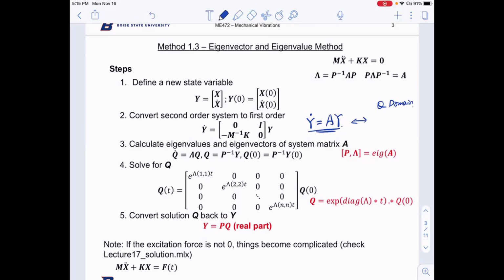So what's special about the q domain? In the q domain, all the equations are decoupled. From y to q, you just multiply everything by P inverse, and from q to y, you just multiply everything by P. That's why P is called the so-called coordinate transformation. The equation in your q domain is q dot equals lambda times q. Remember that your lambda is a diagonal matrix.